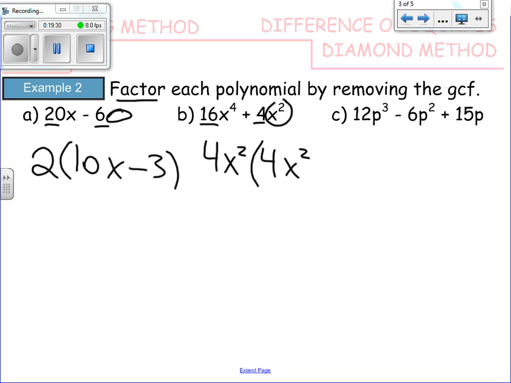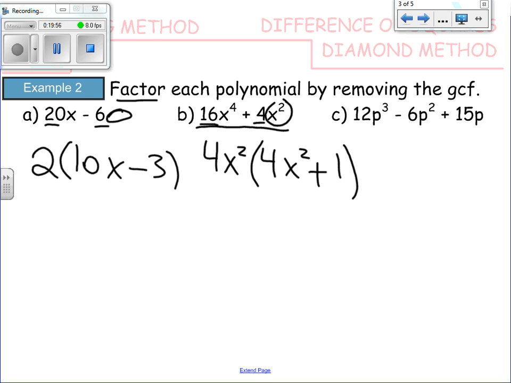4 divided by 4 is 1. X squared divided by x squared is... Michael? Why do you divide? I'm dividing because it's like I'm dividing that out, so that if I multiplied it back in, I would get that answer. Yeah, x squared divided by x squared is just 1. So it's plus 1 on the end.